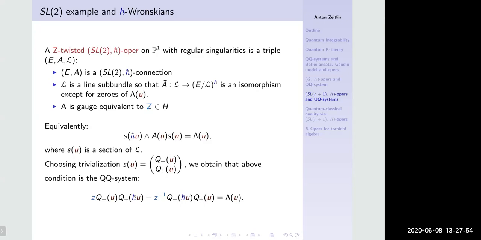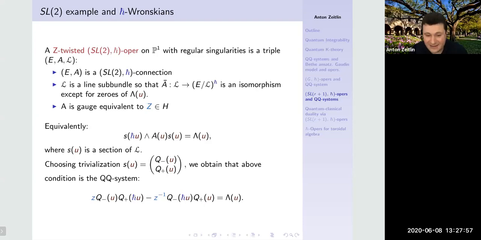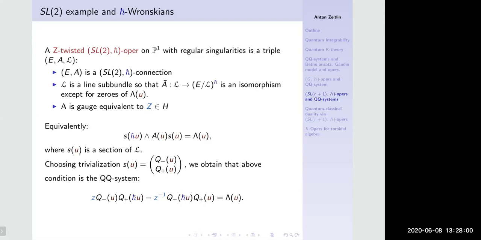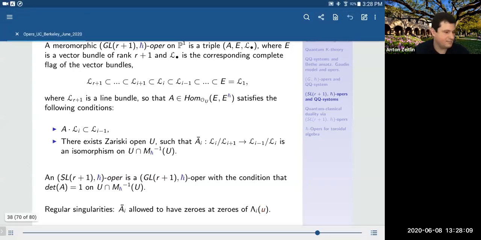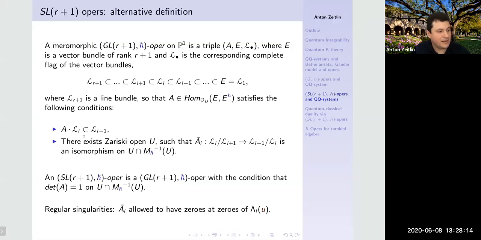Right, you have section, so. Yes. Well, in your data for oper, where was section then? Well, you had bundles. You had bundles and you had conditions on bundles. So you have the connection A acting on Li, you end up in Li minus one, and then you had the condition that Ai bar, right? It kind of jumps the row every time, right? So when you act by your connection on a section of the line bundle, you jump one row up.